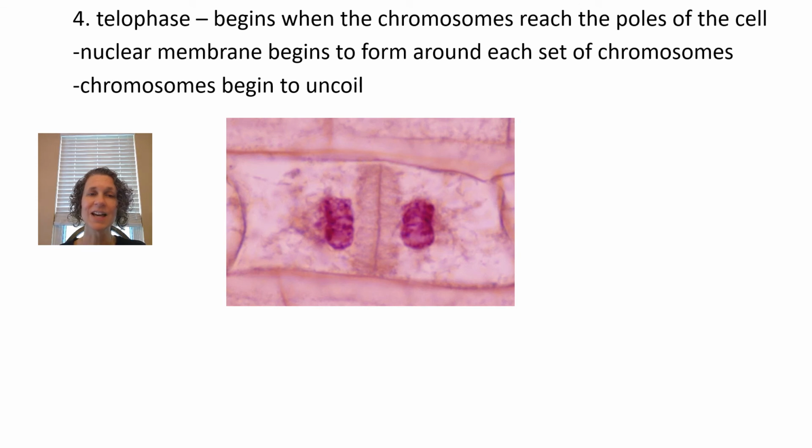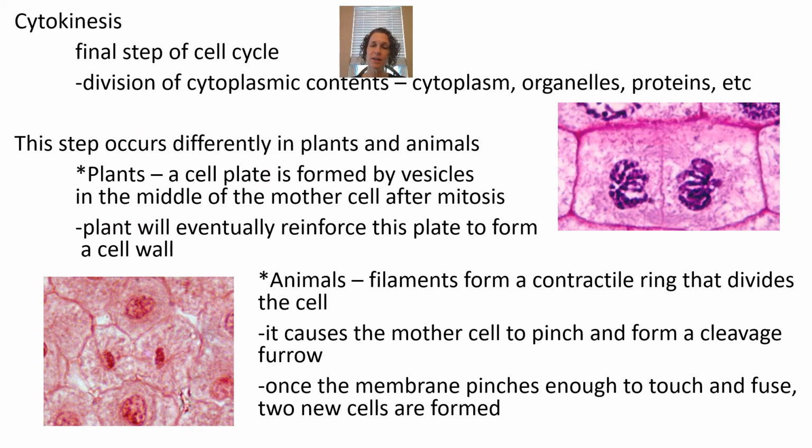Okay, then we have telophase, and telophase begins when those chromosomes get to the opposite sides of the cell. The nuclear membrane will begin to form around each set, so it's going to start making a new nucleus, and the chromosomes begin to get uncoiled. They start to look fuzzy and kind of tangled up again. Okay, so that was mitosis.